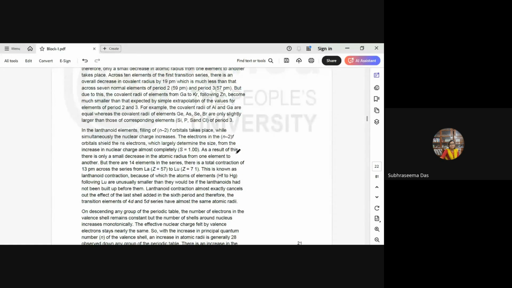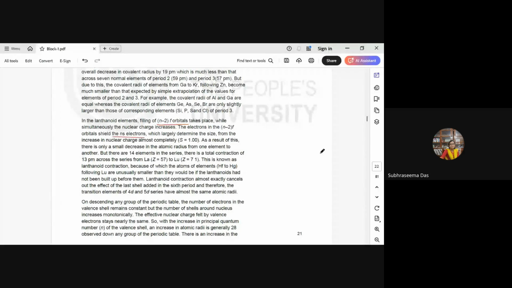Particularly coming to the lanthanide series, we know that the filling occurs in the f orbitals. The filling happens in the n minus 2 f orbitals, and it also undergoes the influence of the effective nuclear charge. The electrons in the n minus 2 f orbitals shield the ns electrons, which largely determine their size, and there is an increase in effective nuclear charge.